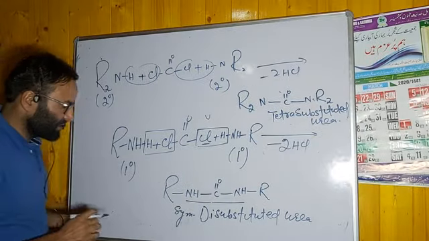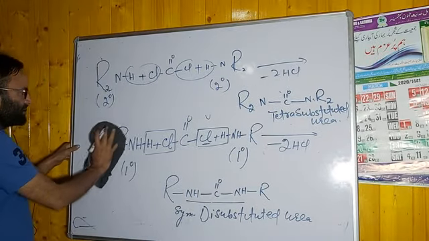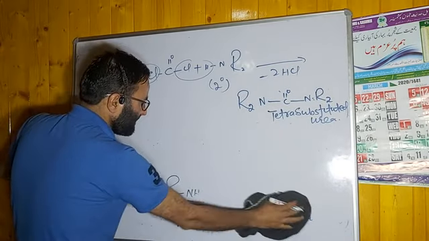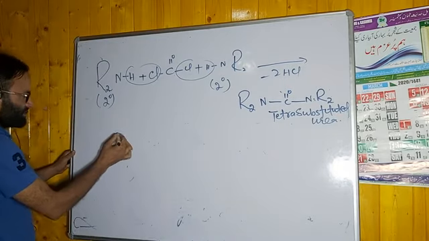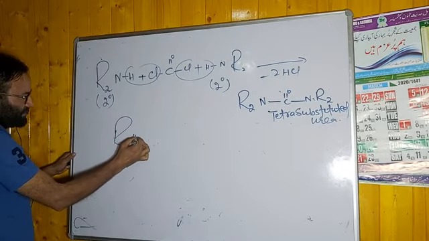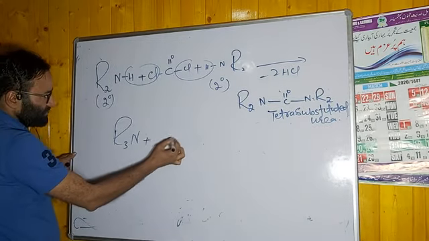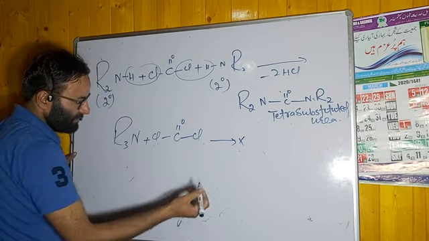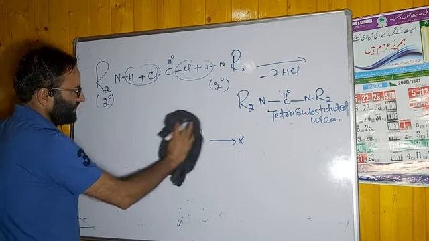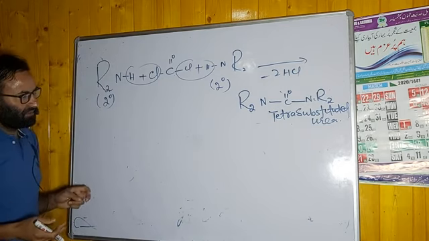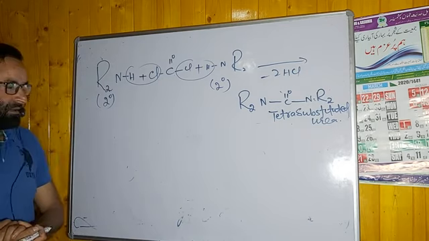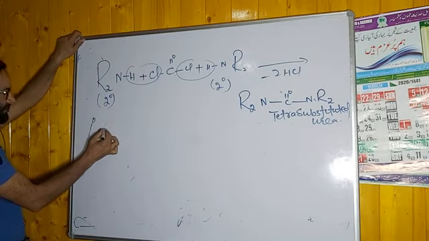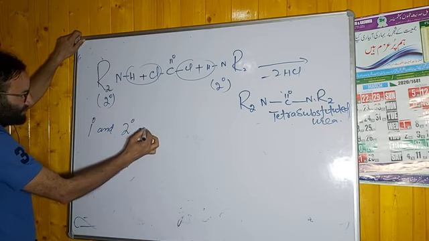If you now see the case of 3 degree amines, 3 degree amines will not undergo this reaction because of unavailability of hydrogen. If you look at the structure of the 3 degree amine, this is a 3 degree amine. If you treat it with phosgene, there will be no reaction. It means that only 1 degree and 2 degree amines react with phosgene, resulting in the formation of substituted ureas.